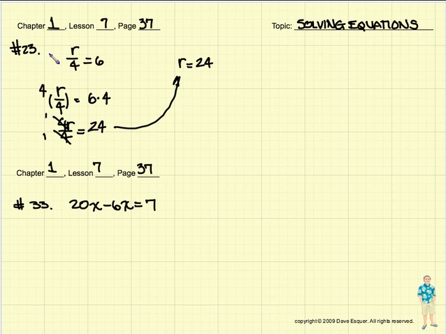So what we did in homework problem 23 was we multiplied both sides by 4, and we ended up with our equation, r is equal to 24. What we do on one side, we do on the other side.